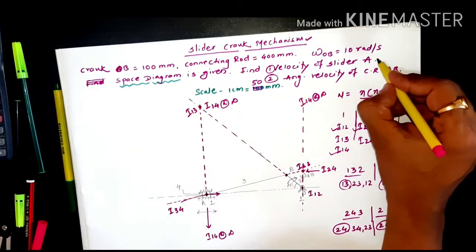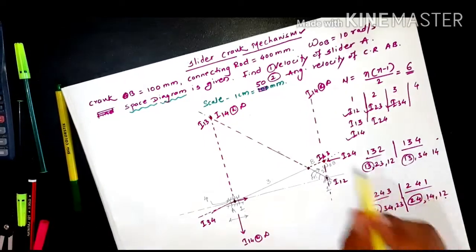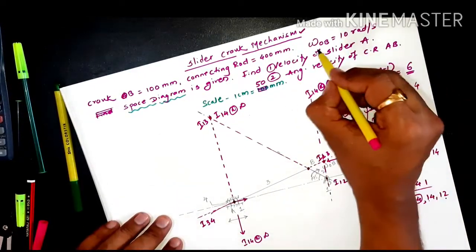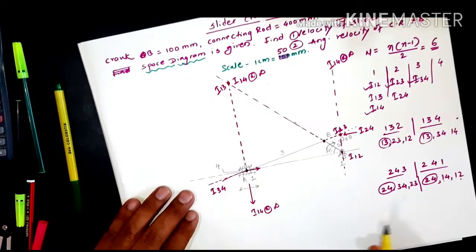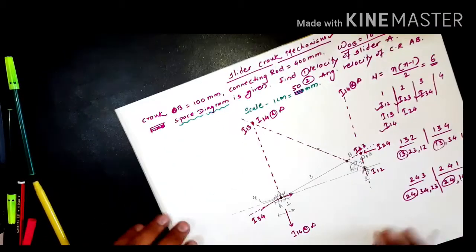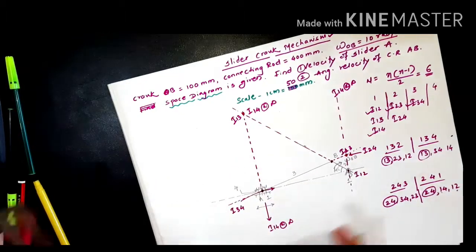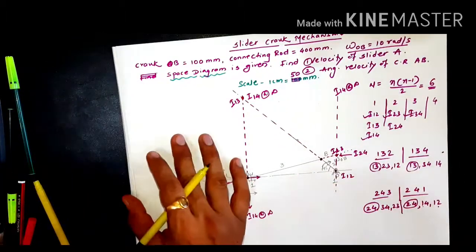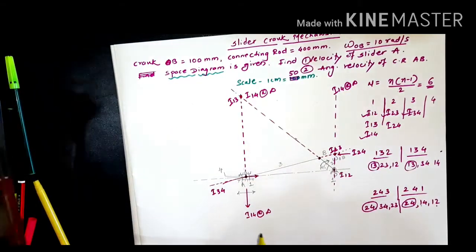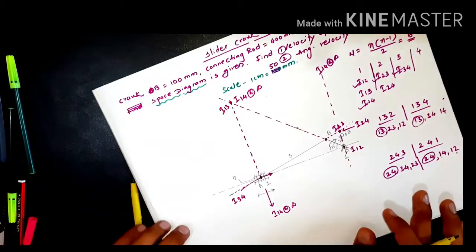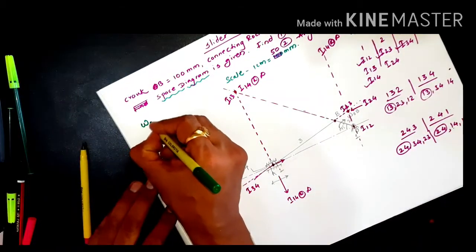Now let us come to the unknown entities. They have asked for the velocity of slider A. To calculate the velocity of slider A, we must know one input parameter. The input parameter given is omega, 10 radians per second, omega OB. So let me do that calculation first. Omega OB is given, so let me write down that omega OB.